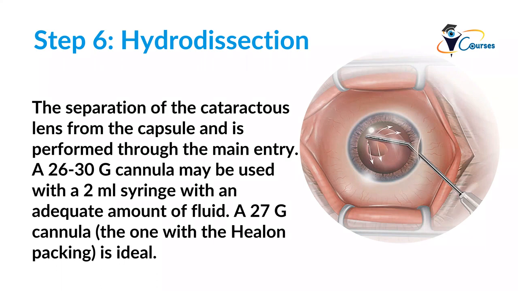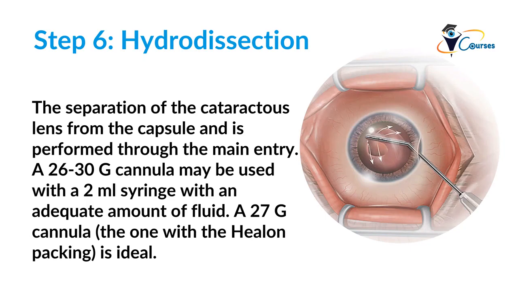Why do we need to do this? Because if we just try to emulsify the nucleus, or deal with it while it is adherent to the capsular bag, this will damage the capsular bag. It will result in rupture of the capsule. So we first need to make the nucleus freely mobile within the bag by separating it.